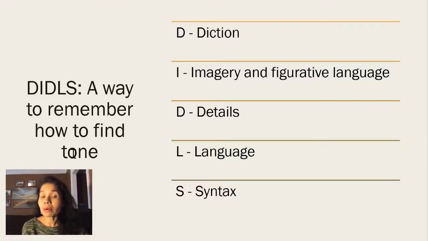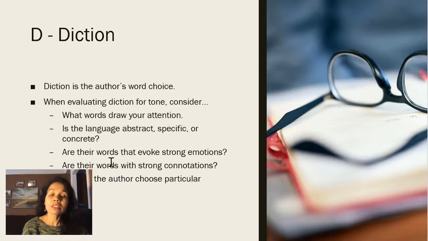DIDLS is a way to remember how to find tone when you're reading an author's work. D stands for diction, I stands for imagery and figurative language, D stands for details, L stands for language, and S stands for syntax. And this method you can use to find tone regardless of what you're reading. It could be anything from a children's book all the way up to a comprehensive article in the New York Times, for example. So let's start with diction.